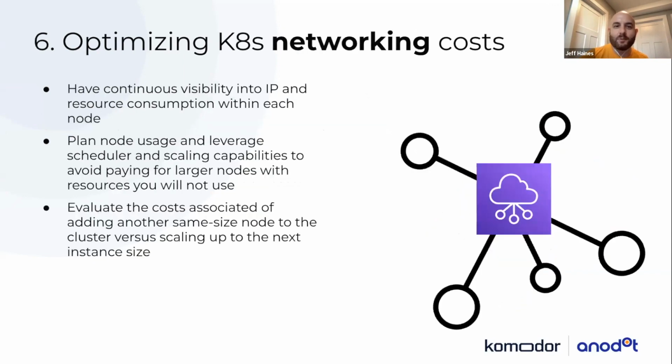Optimizing network costs, you'll want continuous visibility into IP and resource consumption for each of your nodes. And when architecting your cluster, plan node usage and leverage the kube-scheduler and cluster autoscaler capabilities to avoid paying for larger nodes with resources you won't actually use.